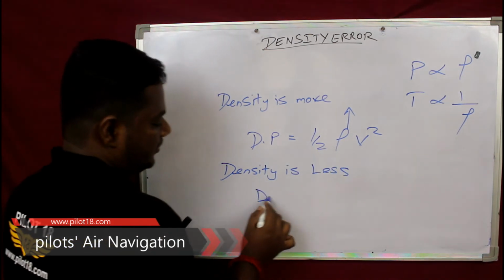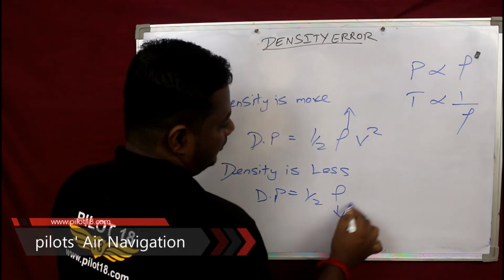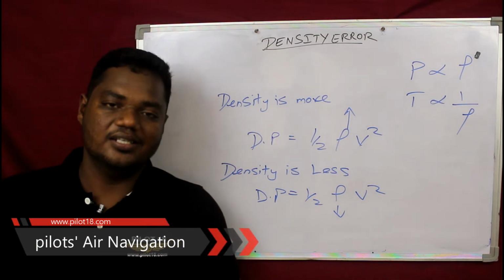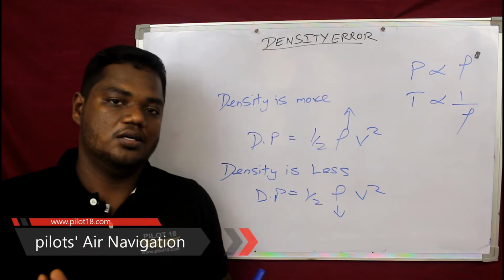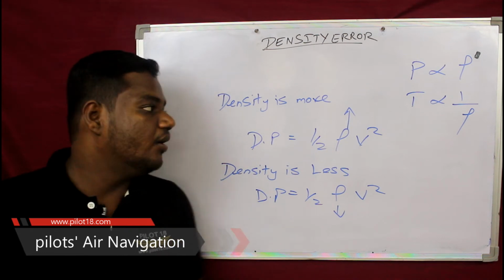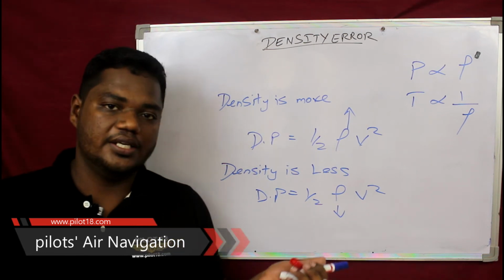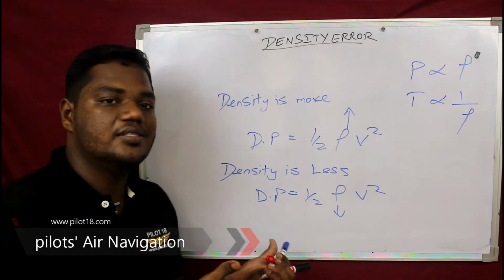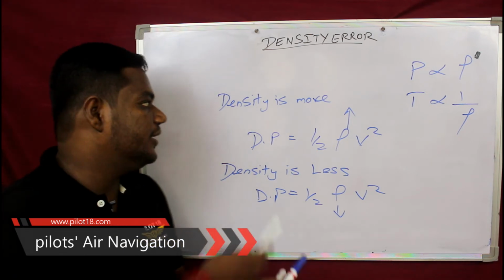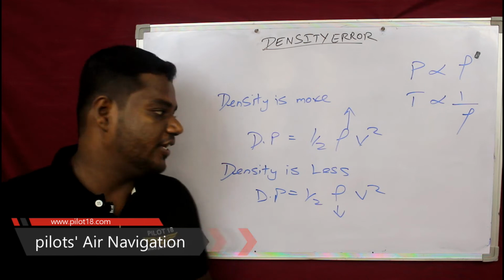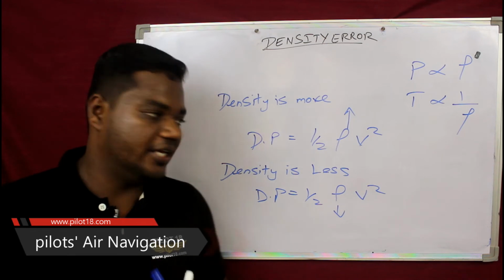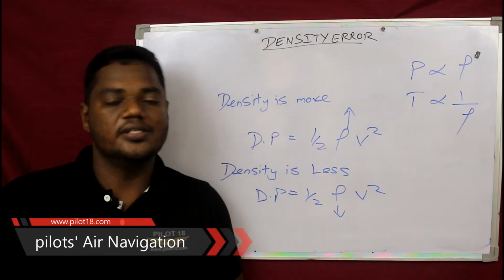If density is less, what happens? Dynamic pressure will be reduced due to density. So if you travel faster with less density, the capsule expansion will be less, so the reading your airspeed indicator shows will also be less. And this error is more or less, which means either the airspeed indicator will show a higher value than what you are actually flying in case of more density, or it will give a lower value than what you are actually flying due to less density. This error is known as density error.